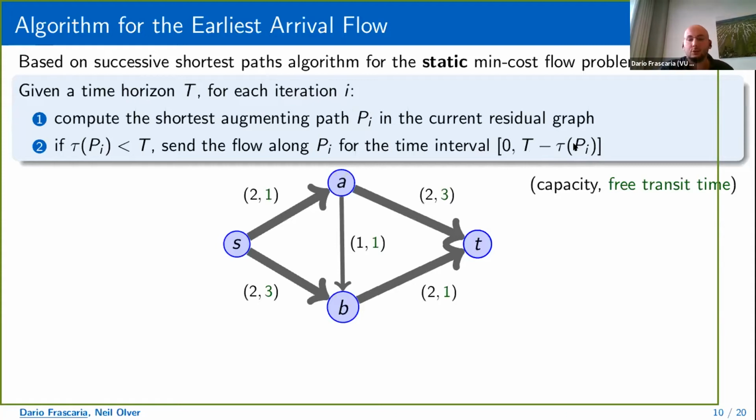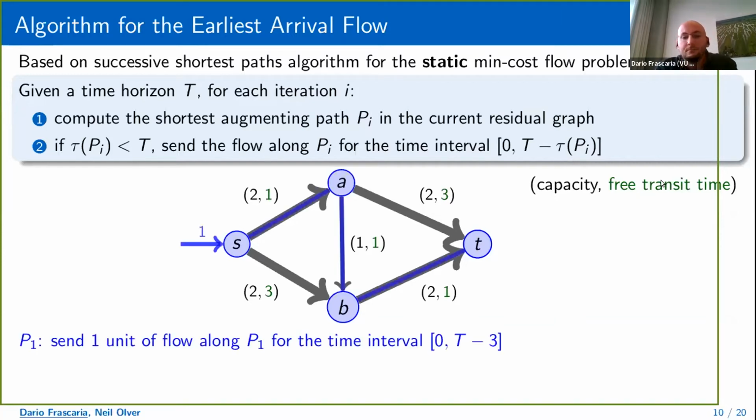Okay, here I can show you an example. In this graph the first element of a label indicates the capacity, and the second element indicates the transit time. At first, the shortest path is the path S-A-B-T, and this path has length 3. So we will send 1 unit of flow in the time interval [0, T minus 3]. We send 1 unit because the minimum capacity along this path is 1.